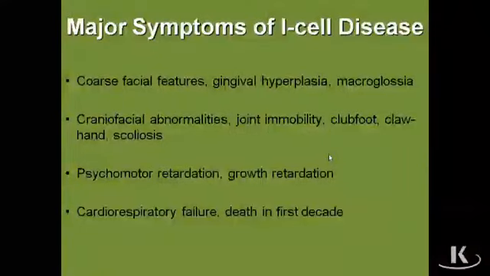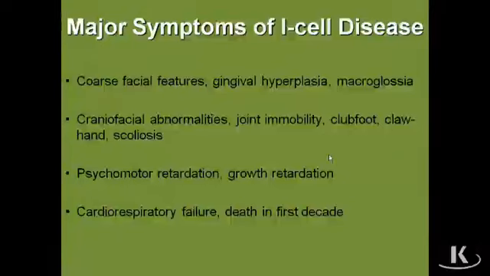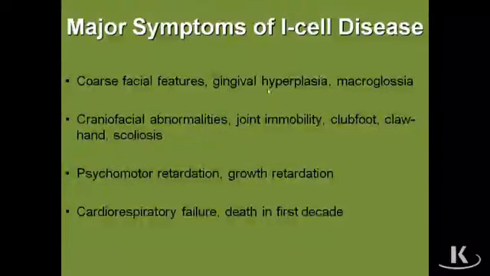So let's look now at the major symptoms of I-cell disease so that if presented one of these cases, you can nail it. Now, somebody with I-cell disease, they're going to have coarse facial features. Sometimes these are referred to as gargoyle faces. Gargoyles are the evil-looking spirits on the sides of buildings that are supposed to ward off the evil spirits. Gargoyle faces. There may be gingival hyperplasia and even macroglossia, enlargement of the tongue.